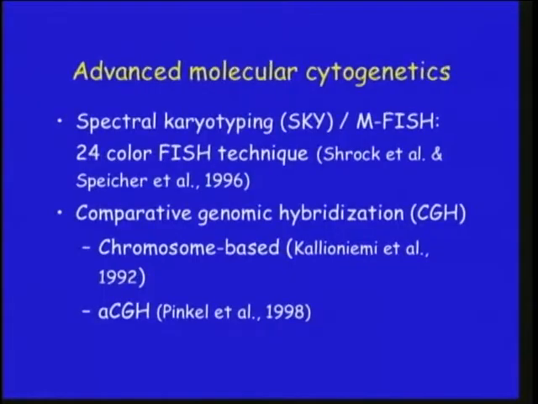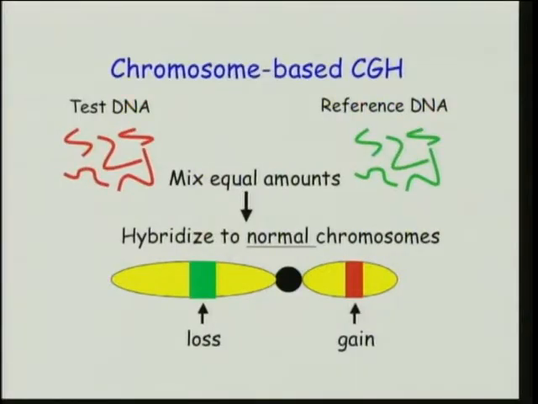Another advanced molecular cytogenetic technique is comparative genomic hybridization. And when this was initially introduced, it was a chromosome-based technique. But then in the late 1990s, Dan Pinkel and his colleagues adapted this to arrays. So this is what chromosome-based CGH looks like.